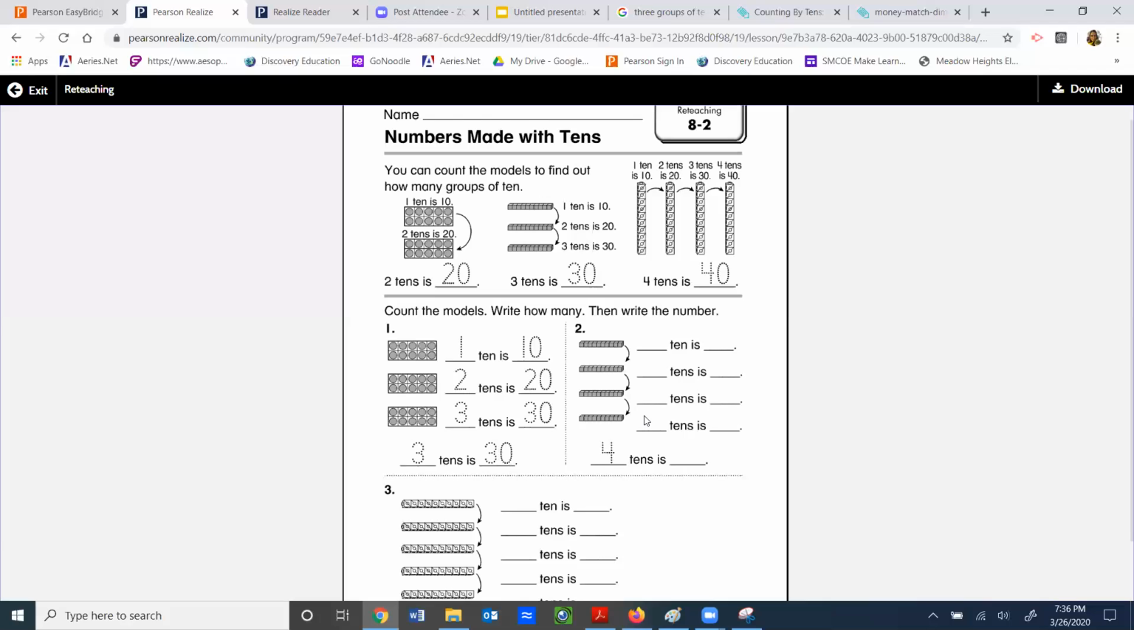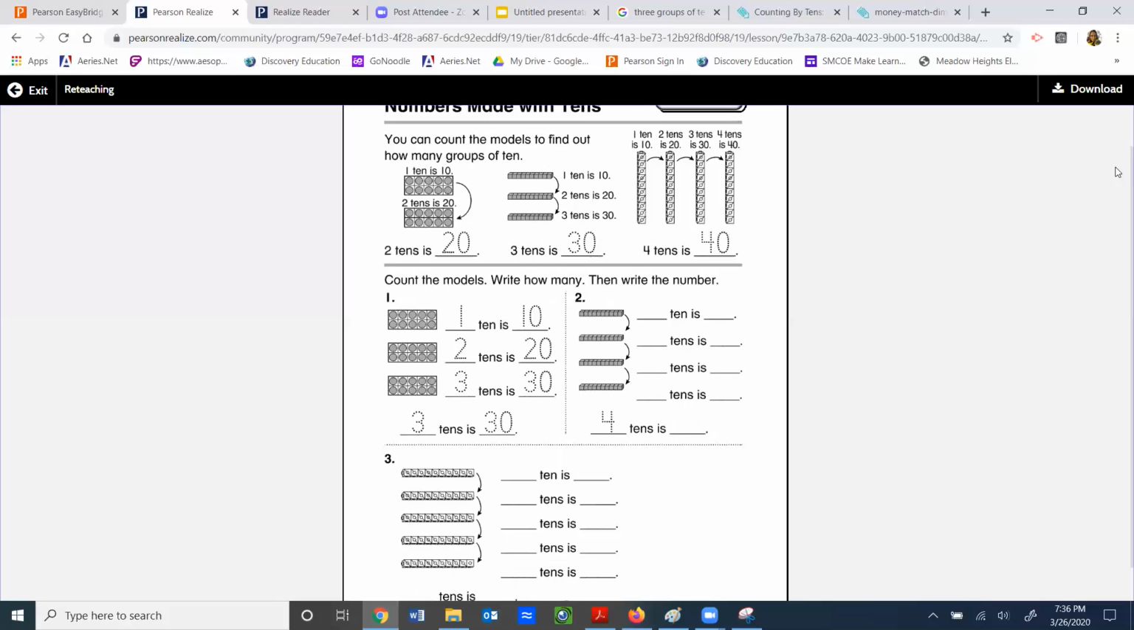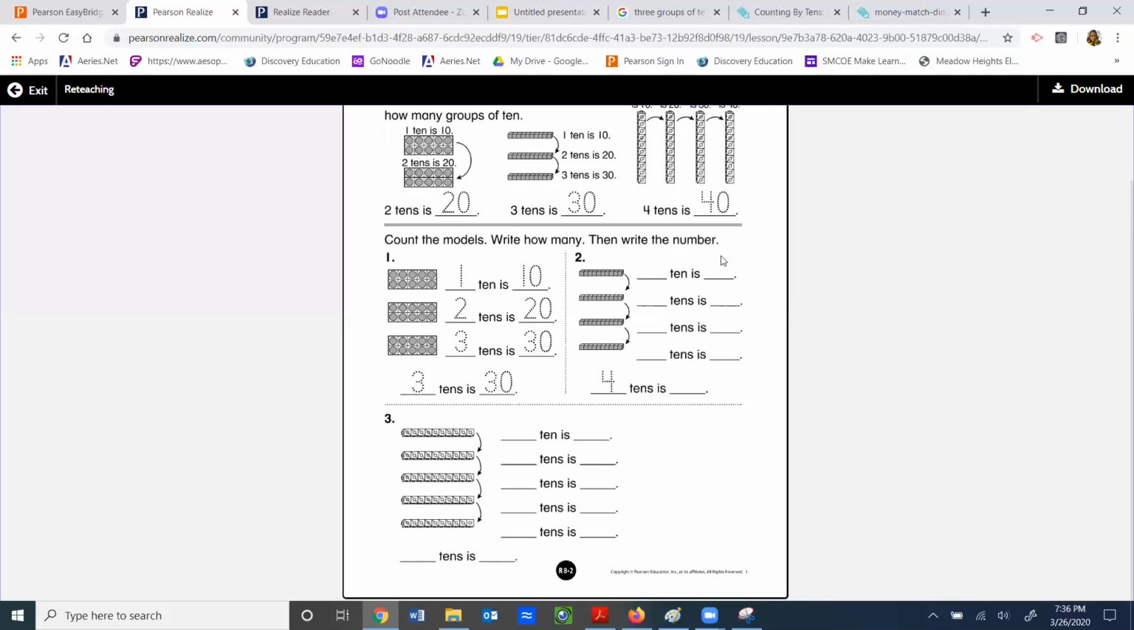Number 2 gets you started here at the bottom. It's letting you know that yes, there are 4 tens, but you need to go through the entire sequence just like number 1 did. So number 1 started off with 1 ten, 2 tens, and 3 tens. It's the same pattern over here. This is 1 ten. This is 2 tens, and I'm going to let you figure out the rest. Now, number 3, none of it is done for you. I want you to try that on your own.